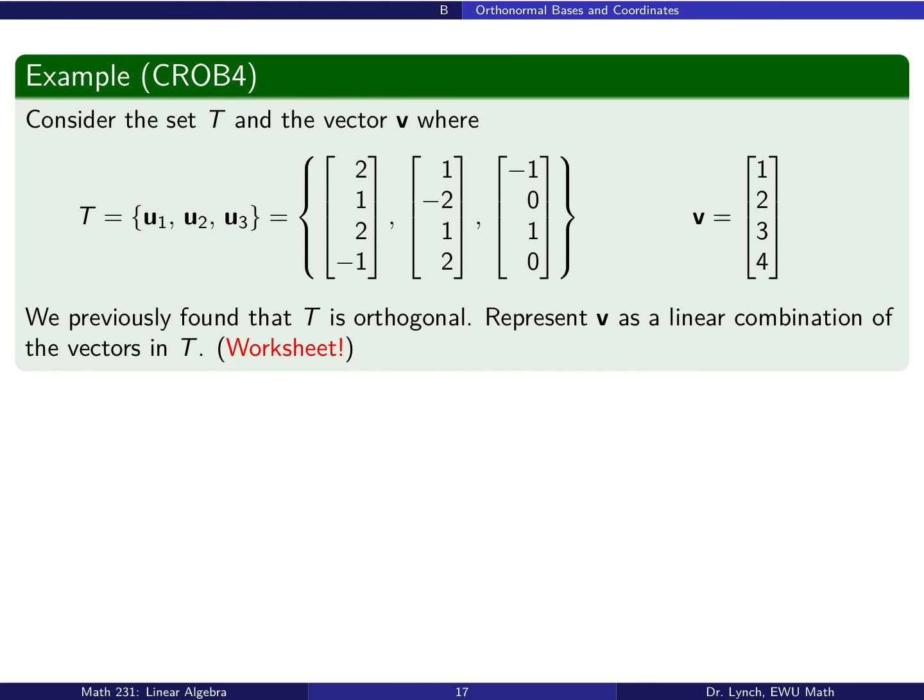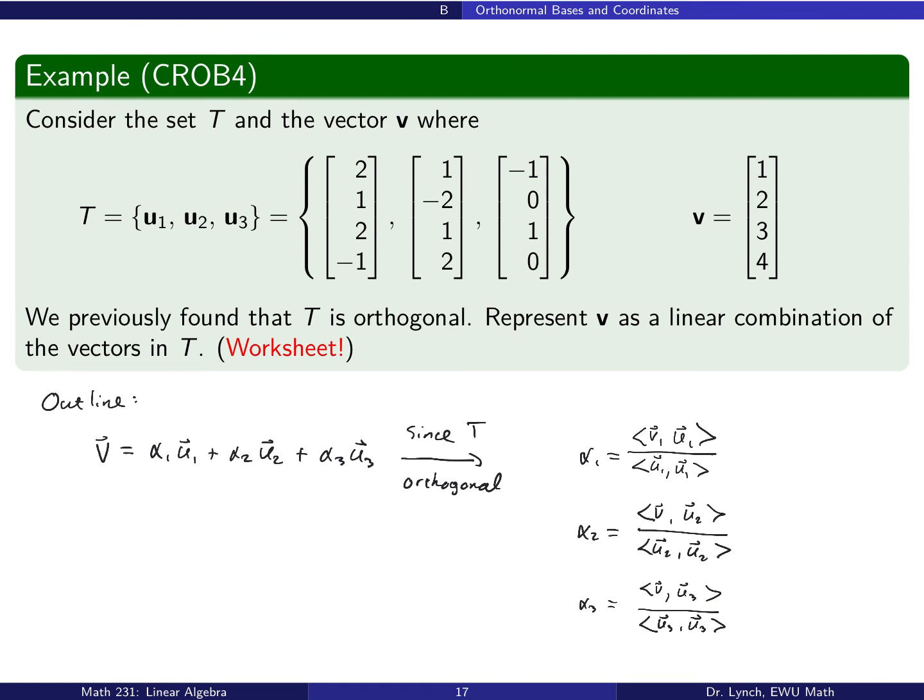We previously found that this set is orthogonal, and we'll want to represent v as a linear combination of vectors in T. Okay, so again, the way that we'll do this is by first writing v as a linear combination of the u's, and then recognizing that the u's are orthogonal. Okay, so here are those coefficients. Again, since T is an orthogonal set, we know that alpha 1 is the inner product of v with u1 divided by the inner product of u1 with itself. Alpha 2 is the inner product of v with u2 divided by the inner product of u2 with itself. And alpha 3 is the inner product of v with u3 divided by the inner product of u3 with itself.